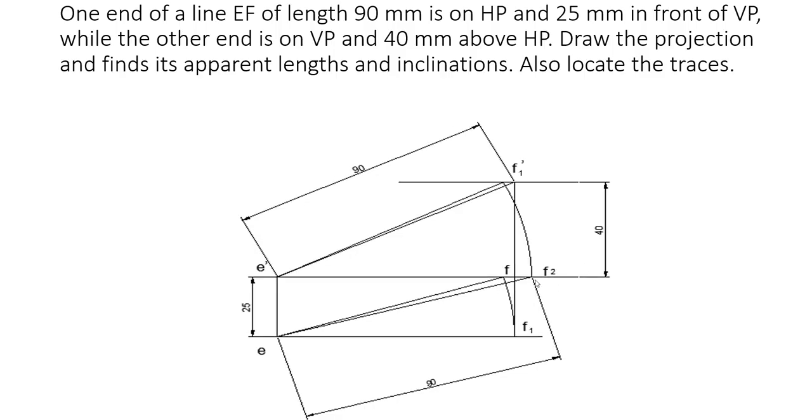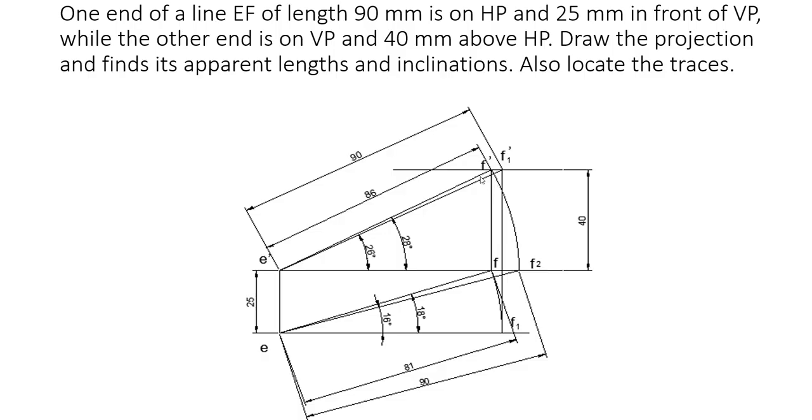Similarly, we want to draw a vertical line from F2 to the locus of E dash. Since F2 and E dash are on the same line, we cannot draw that line. So now with E dash as center and E dash F2 as radius, draw an arc like this to the locus of F1 dash. Connect E dash to that point, that is F dash. This is F dash, E dash F dash line, and this is EF line.